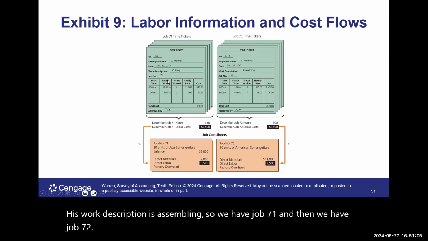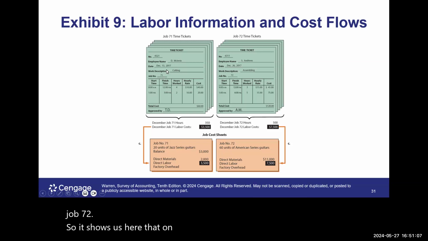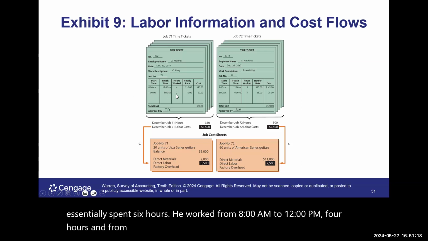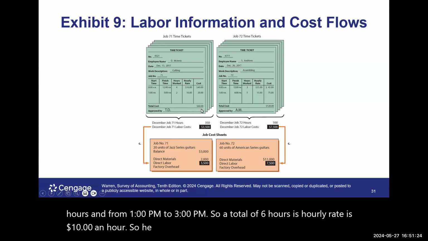So it shows us here that on this 13th day, 2007, he essentially spent 6 hours. He worked from 8 a.m. to 12 p.m., 4 hours, and from 1 p.m. to 3 p.m. So a total of 6 hours. His hourly rate is $10 an hour, so he should receive payment of $60.